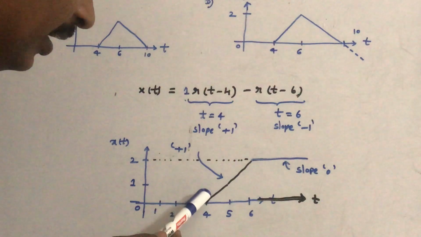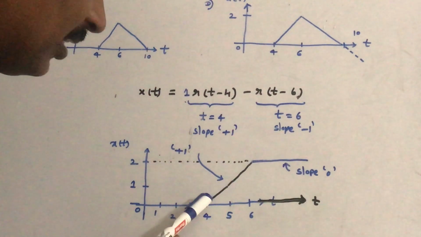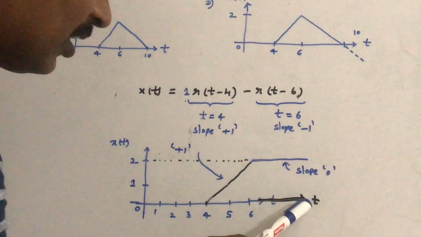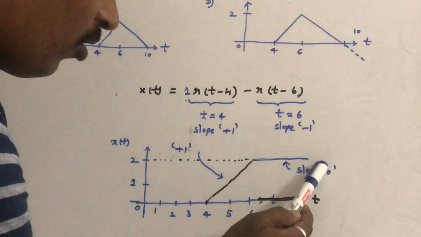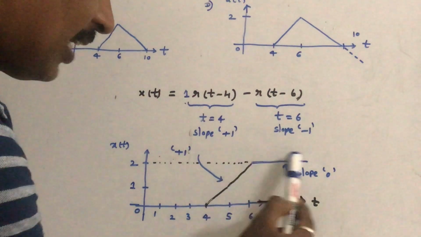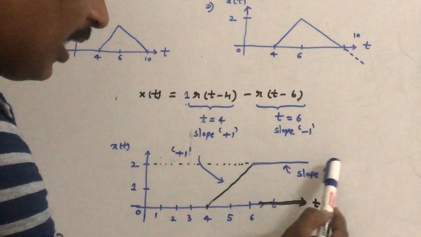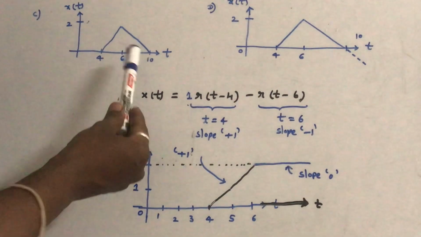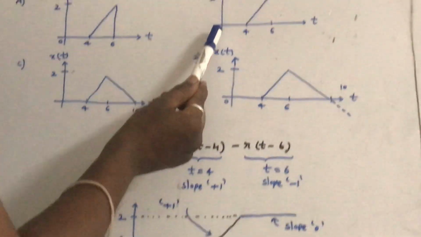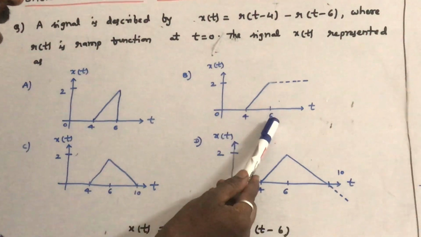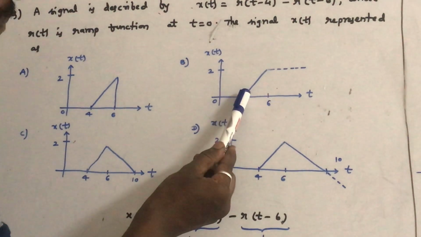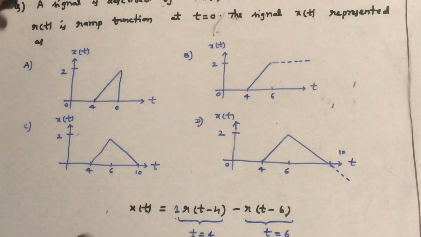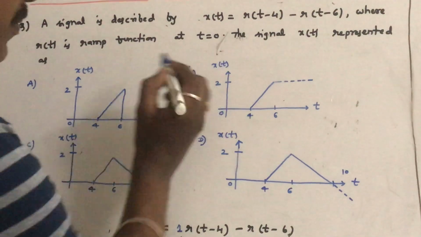That means from 4 to 6, the ramp will increase with a slope of plus 1. From 6 onwards, plus 1 minus 1 is 0. The slope 0 means it maintains a constant amplitude of 2 during the rest of the interval after t is equal to 6. You can see from these 4 diagrams, B is the correct one, because during 4 to 6 the ramp increases from 0 to 2. From 6 onwards the slope is 0. So therefore B is the correct answer for this problem.